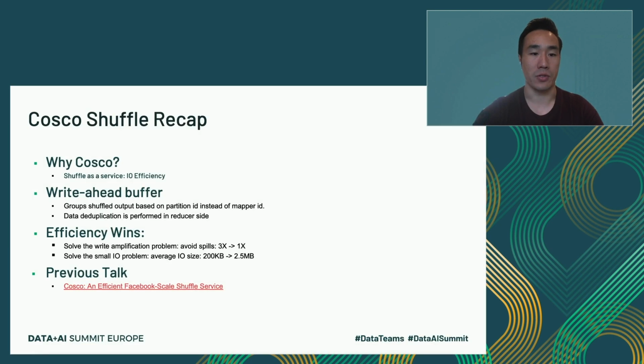Before we jump into the solution, let me give you a very short recap on Cosco. I believe a lot of you have already heard about Cosco before. If you're not familiar with it, there was a tech talk about it, held by my colleague Brian at the Spark Summit last year. Basically, Cosco is a shuffle as a service currently serving the Spark workload at Facebook. It's mainly focused on I/O efficiency to address two issues. The first one is write amplification. The second is small I/O. It also sometimes improves job latency, but that's not our focus.